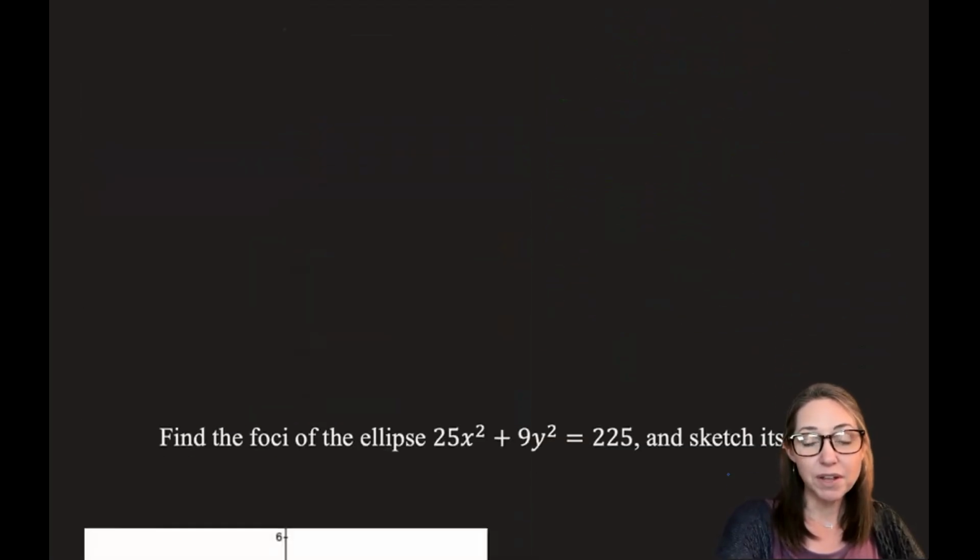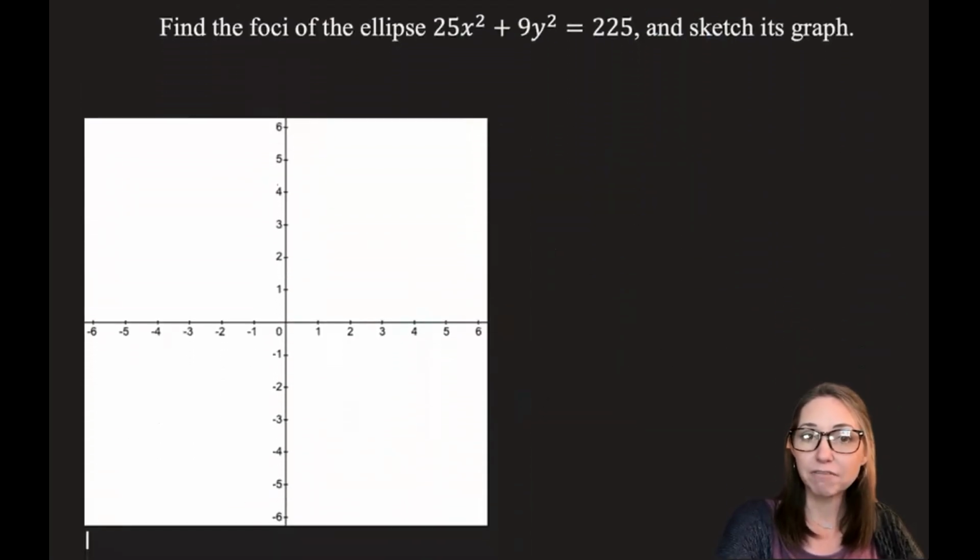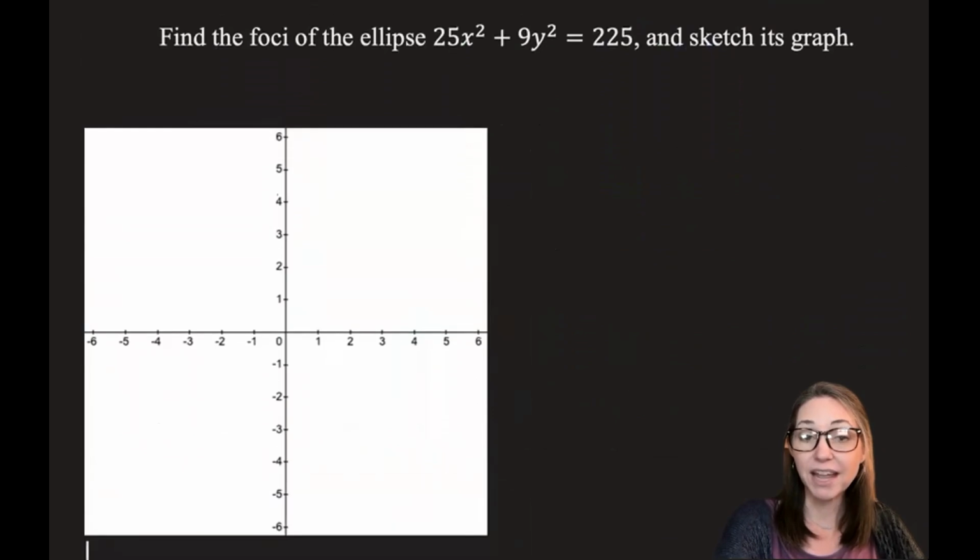And next, what we're going to do is a very similar problem. We're going to find the foci of that ellipse and sketch its graph. Now, we are given the equation, but it's not in standard form, right? This one says 25x squared plus 9y squared equals 225.